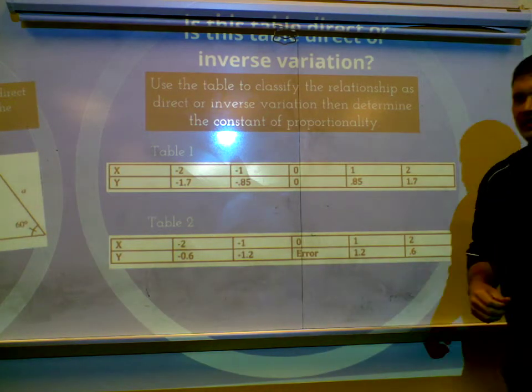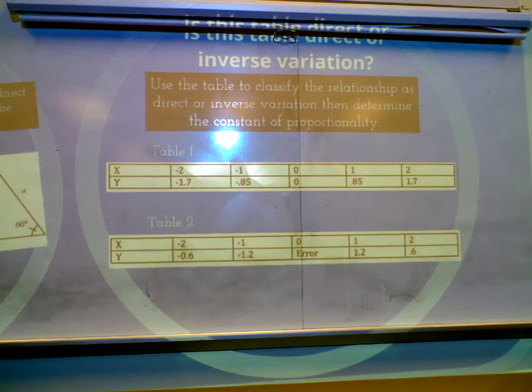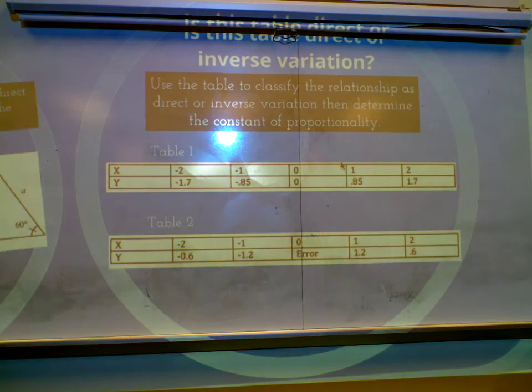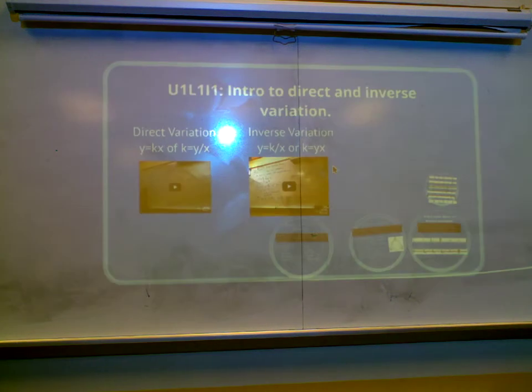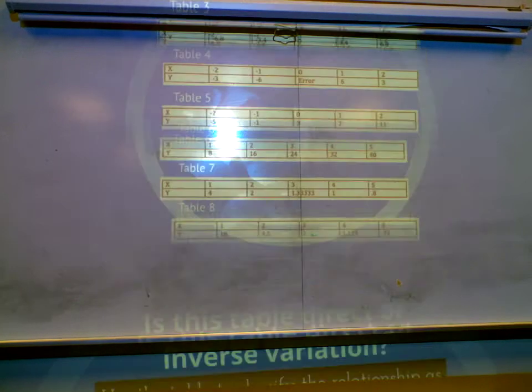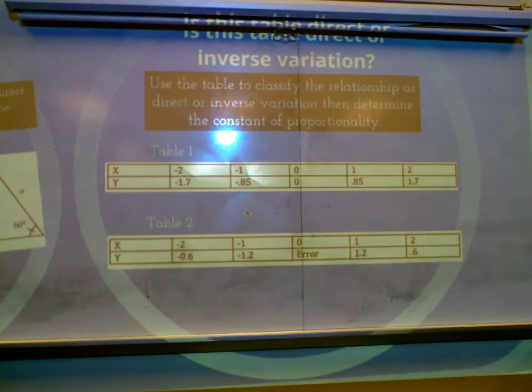Okay. So looking at this first table, I'm going to zoom in a little bit so you guys can see it. You guys have the same table, don't you? No? Does it not let me zoom in? Oh, wow. Too far. Guess we'll just have to go with that.